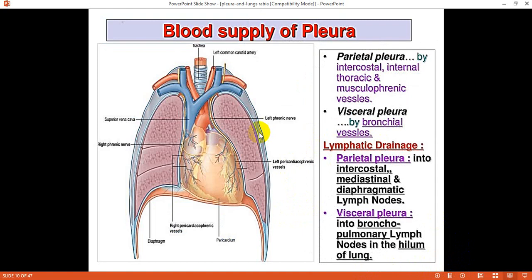Blood supply of parietal and visceral pleura is also congruent with the structures they are lining. So parietal pleura is supplied by the intercostal, internal thoracic and musculophrenic vessels, while the visceral pleura is supplied by the bronchial vessels. The details of these structures will be studied with the lung. Lymphatic drainage is also from the parietal pleura into the intercostal, mediastinal and diaphragmatic lymph nodes according to the part they are draining, and from the visceral pleura they are drained into bronchopulmonary lymph nodes. We will also observe these with the lungs.